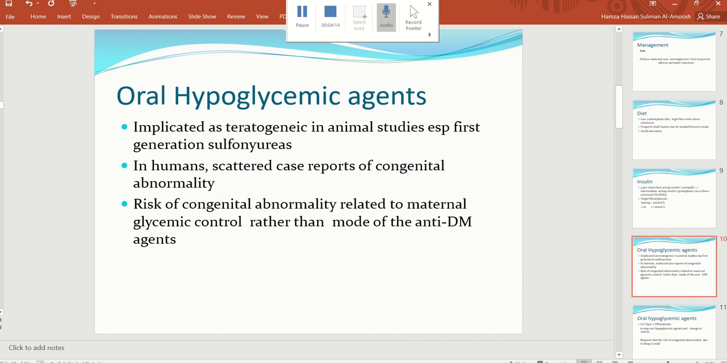Can we use oral hypoglycemic agents? In the past, it was believed that all the oral hypoglycemic agents will cause teratogenicity, and we avoided them. Now, new research on metformin showed that we can use it safely in pregnancy.